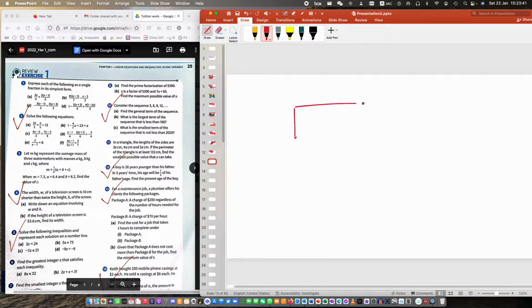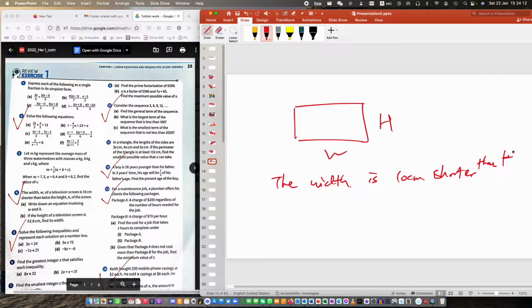So similarly, just now, the question. You have the screen, right? You have the W, you have the H, the width and the height. And then the height is, what do they say? They say the W. Are you okay or not? You start to touch your eyes, fidgeting already. Okay, they say the width is 10 cm shorter than height. The width is 10 cm shorter than height.